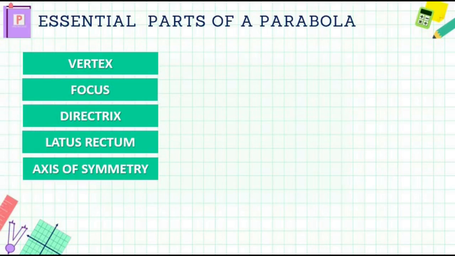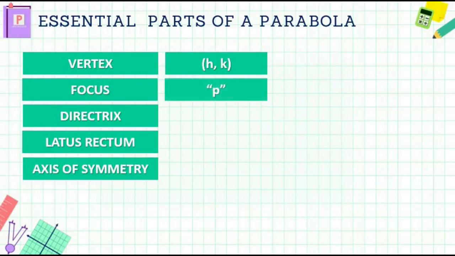Let's now identify or relate these parts given some symbols or measurements. For the vertex, it's similar to a circle and it is represented by coordinates (h, k). For the focus, you're going to identify this one using the measurement p, or the focal length. For the directrix, it is a line represented by the equation either x = h or y = k. And these equations are constant equations.